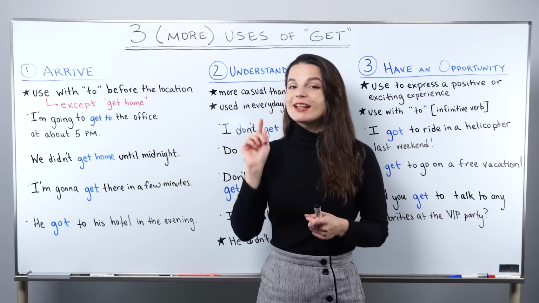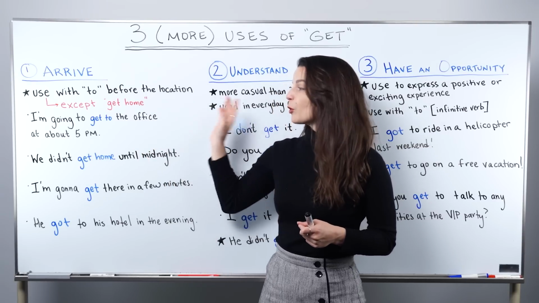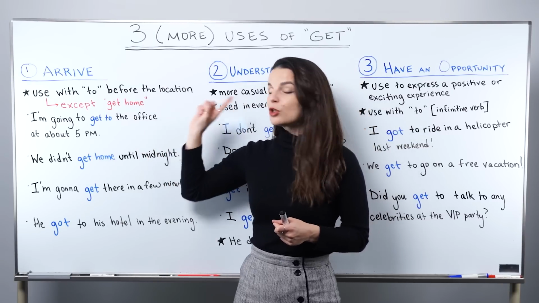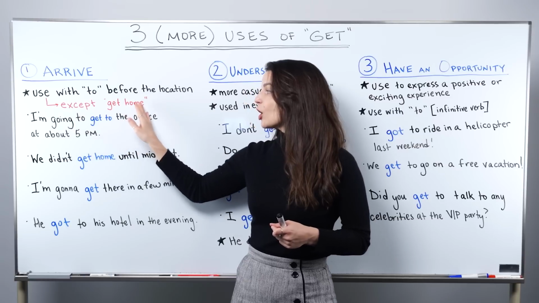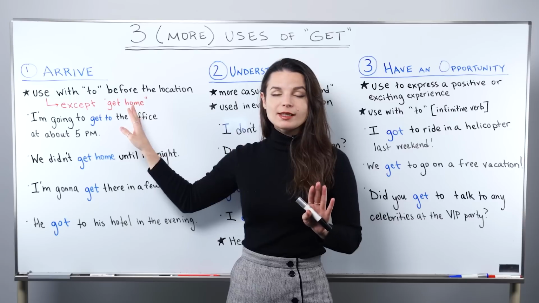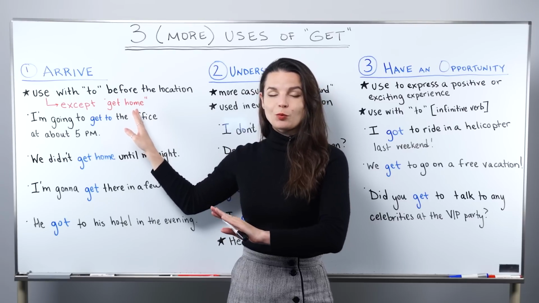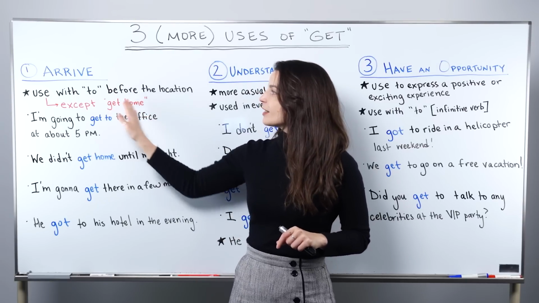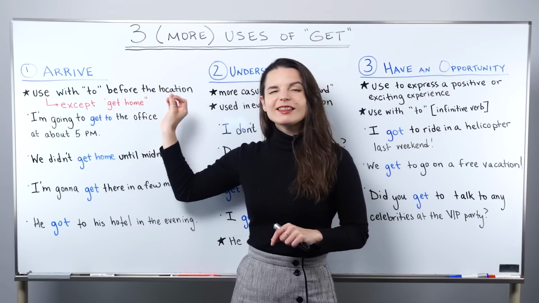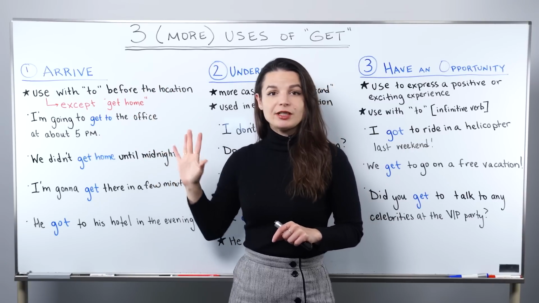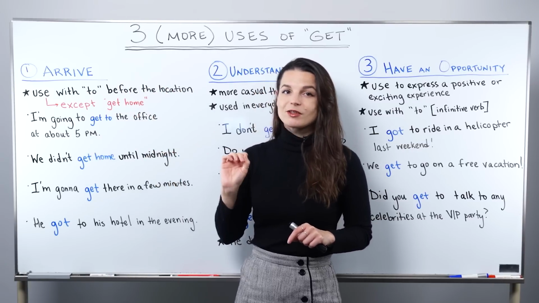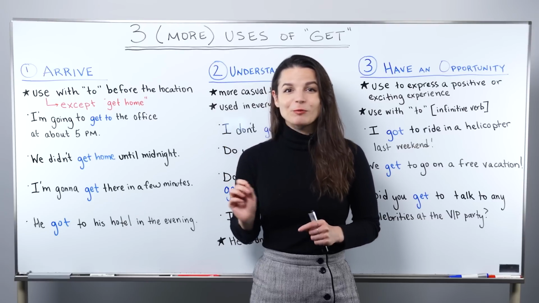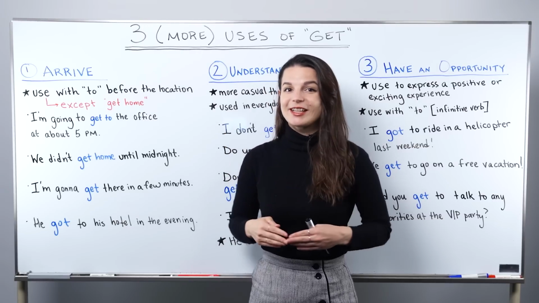However, there is an exception. There's one situation where we don't follow this rule. We do not use this with get home. So that means we don't say get to home. We always say get home. Okay? So we use this to mean arrive. And this sounds much more natural in everyday conversation than arrive. So try to use this get pattern when you're talking about reaching your destination.